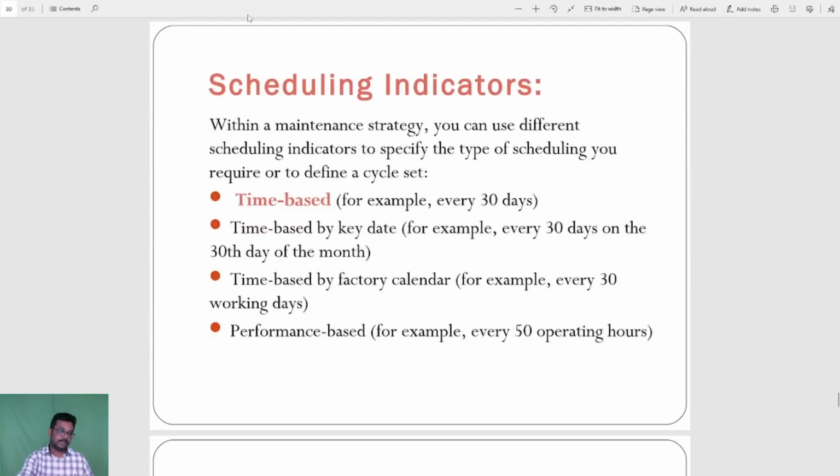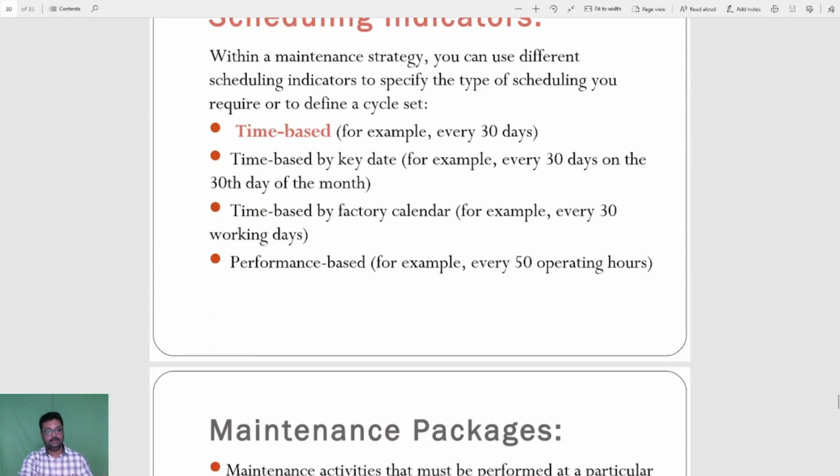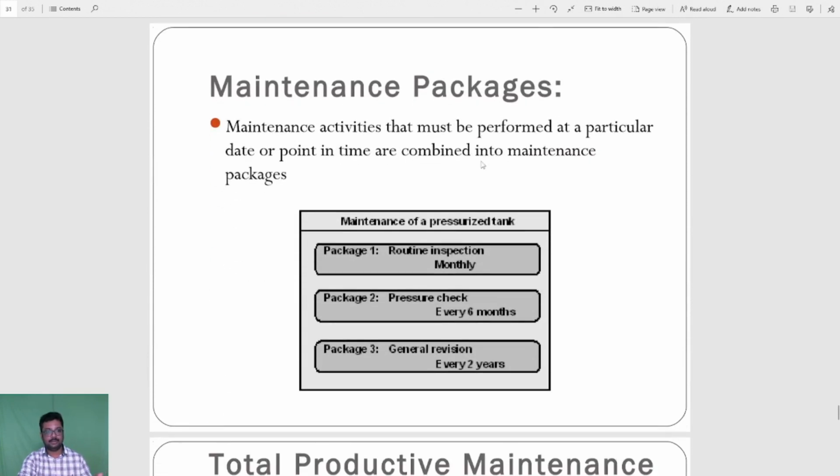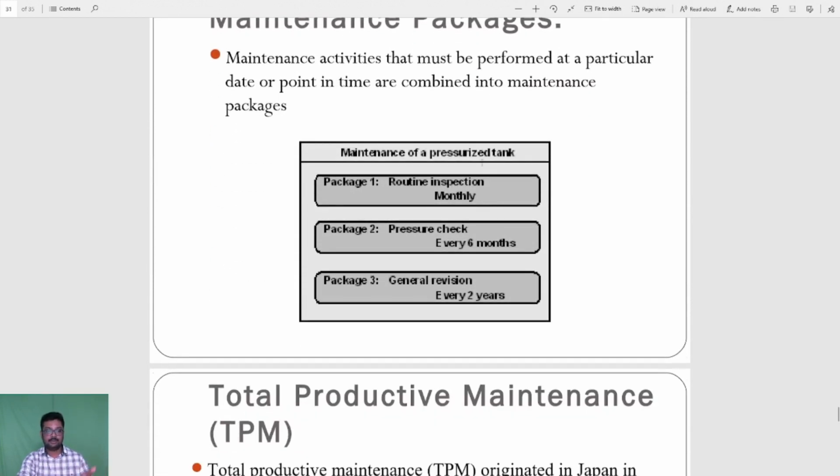So scheduling indicators like time, day, or hourly basis. Then maintenance package 1, package 2, package 3. It depends upon the working nature of the material or the machine. It will classify into routine inspection monthly, a process check every 6 months, and general revision every 2 years. So it depends upon the working capability of that machine as well as the work we produce from that machine.